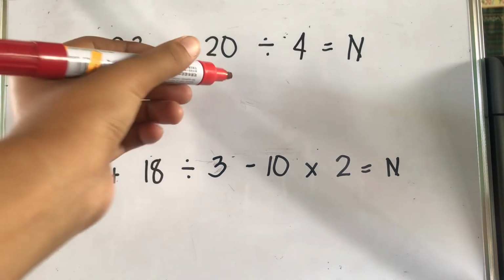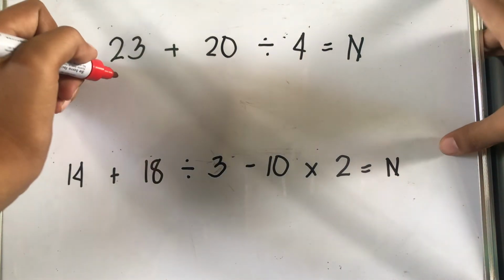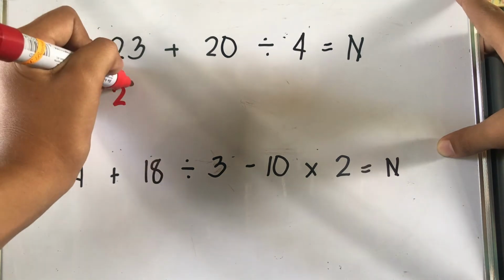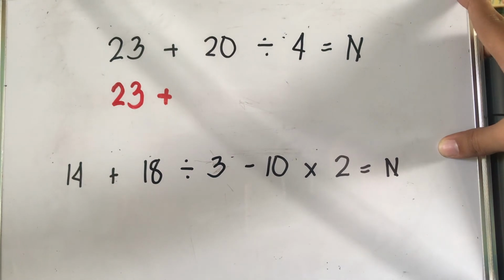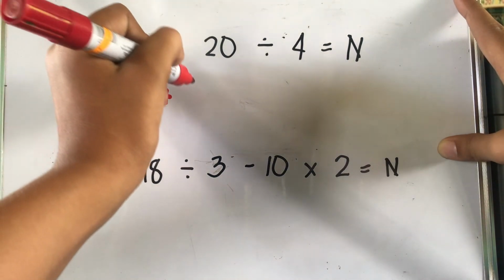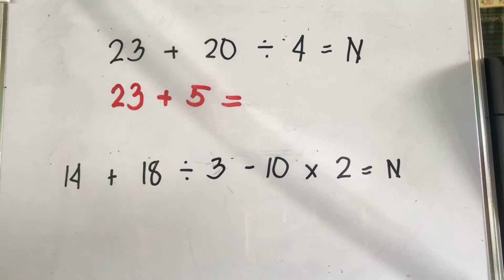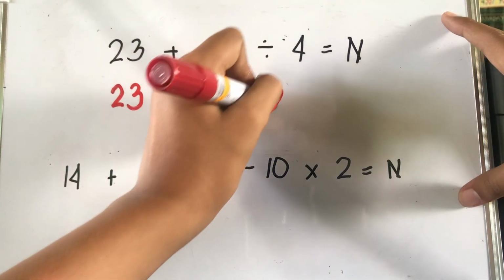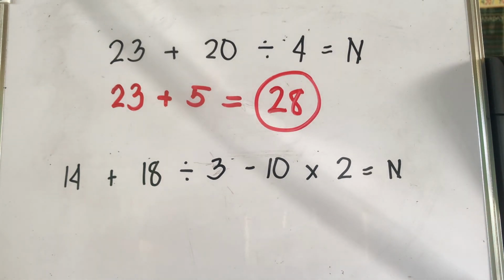So we have 20 divided by 4. So what should we do? Just copy the first part of the equation. We have 23 plus, and then 20 divided by 4 equals 5. So you put 5. And then you solve. So 23 plus 5 equals 28. So 28 is the final answer. So 23 plus 20 divided by 4 equals 28.